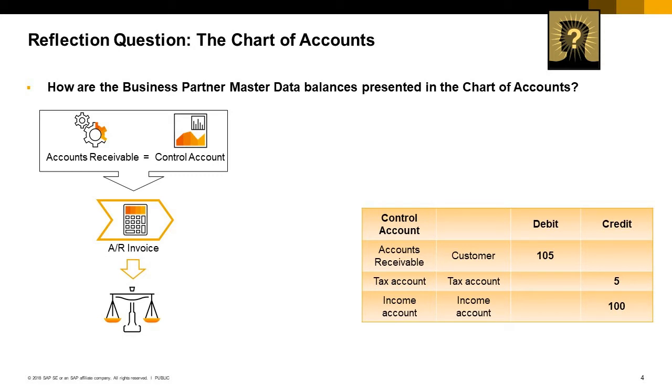The business partner master data balances do not appear in the Chart of Accounts. The receivable and payable control accounts accumulate the customer and vendor transactions in their balances. For example, when you post an AR invoice, the accounts receivable account related to the customer is used, in addition to the customer account. Therefore, the Chart of Accounts presents the complete financial status of the company, as well as the financial reports, for example, trial balance and balance sheet.